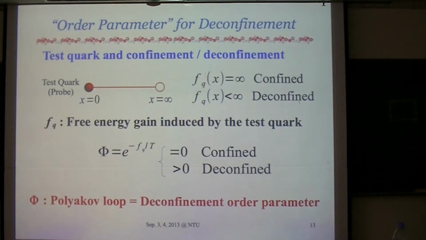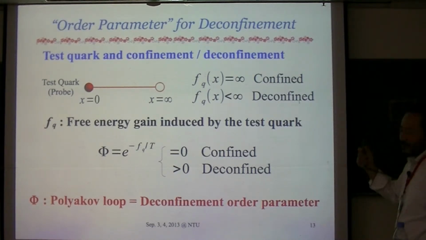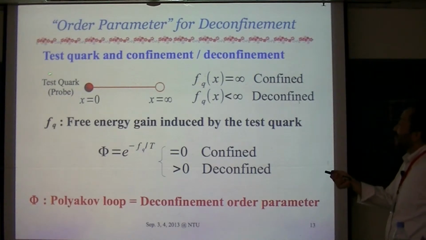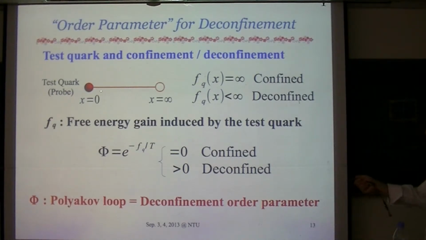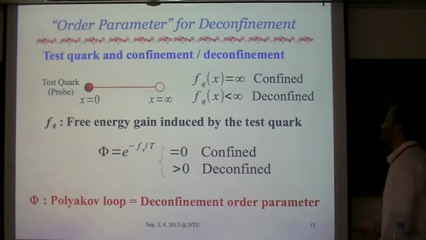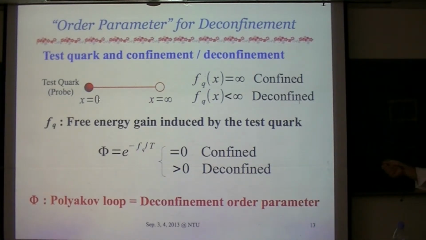So to think about that problem, let's put some test quark inside of the system. This is an infinitely heavy quark, which doesn't move. This is a test quark, so just put some probe. And then here you put a quark, and here you put an antiquark, and naturally they feel some interaction by their gluon interaction.